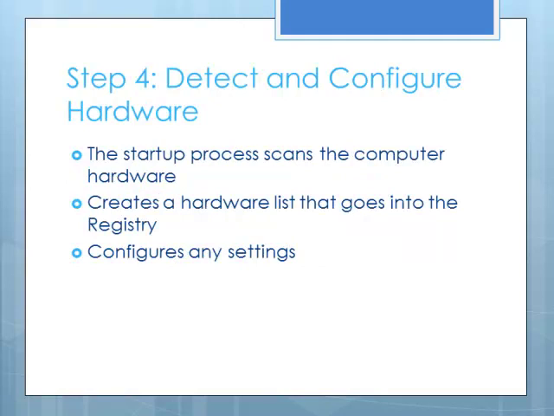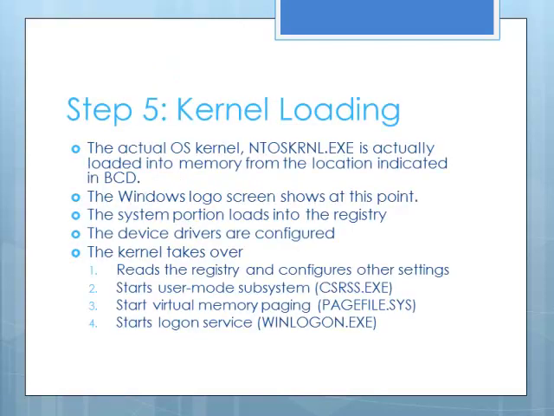Alright, so we take a pause kind of from the operating system. Windows goes out and determines what hardware is there in the system, and it creates a hardware list, and that's going to eventually go into the registry. And it might configure some settings at this point. Step 5 is when the actual operating system kernel gets loaded into memory, and it's going to get loaded from whatever location was identified in the BCD, or the boot configuration database.